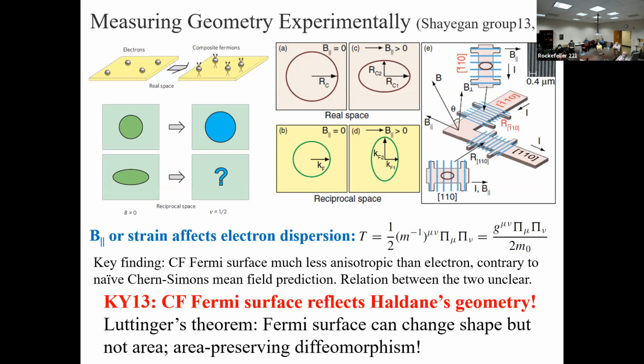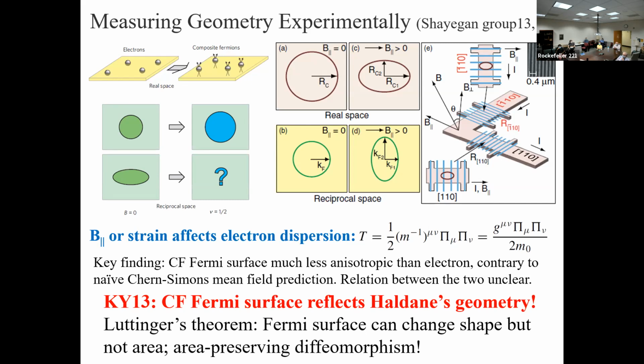But here, as a retrospective, I point out there's something very similar that some of us are very familiar with in condensed matter physics, which is also an area preserving diffeomorphism, but we didn't use that term, and that is known as Luttinger's theorem. Luttinger's theorem says that you can change the shape of a Fermi surface, but its volume cannot change. So that therefore is also an area preserving diffeomorphism.